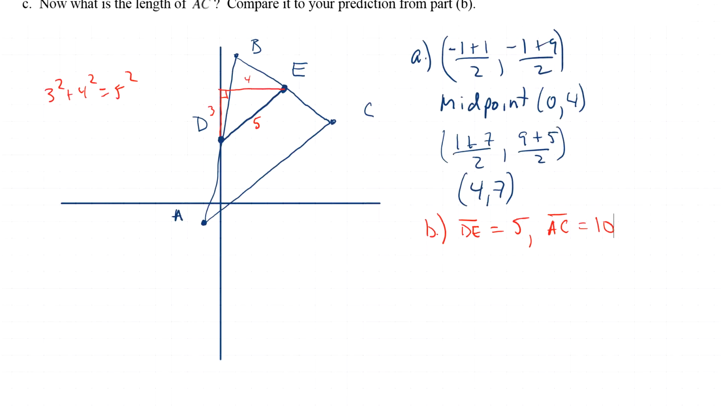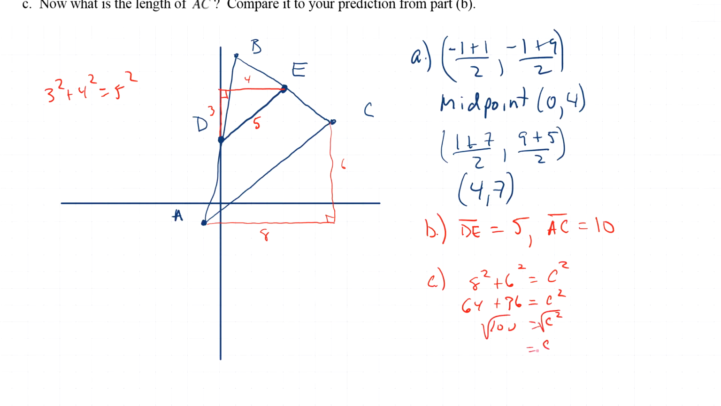Well, again, you could use the Pythagorean theorem, but I just like to make a right triangle. It's easier. And so this distance, 1, 2, 3, 4, 5, 6, 7, 8, and this distance, 1, 2, 3, 4, 5, 6. So this is 6. So we have 8 squared plus 6 squared equals c squared. 64 plus 36 equals c squared, and so that's going to be 100 equals c squared. Take the square root, and so we get c is 10, which is what we predicted.